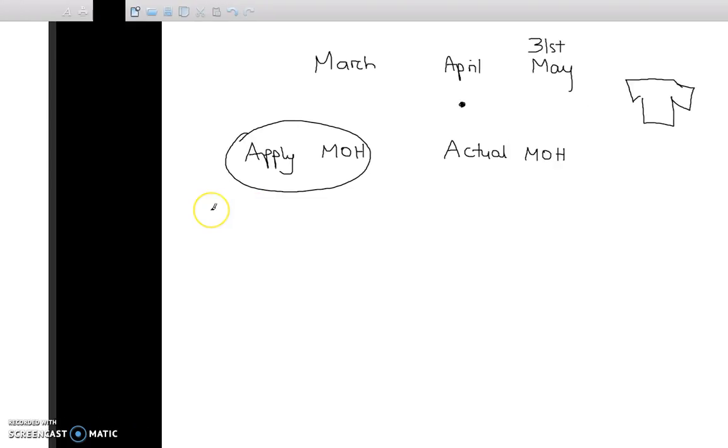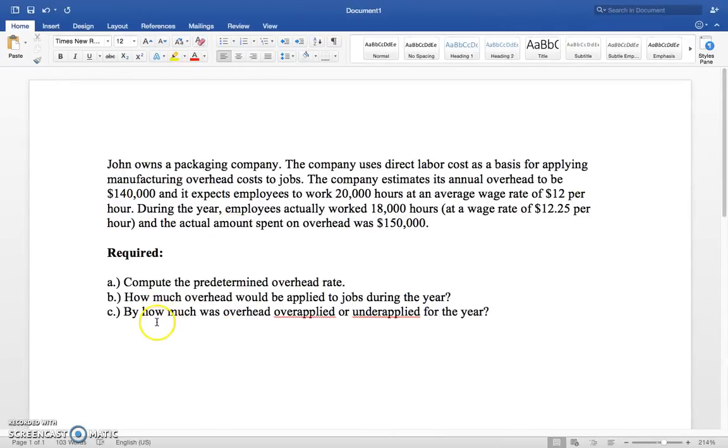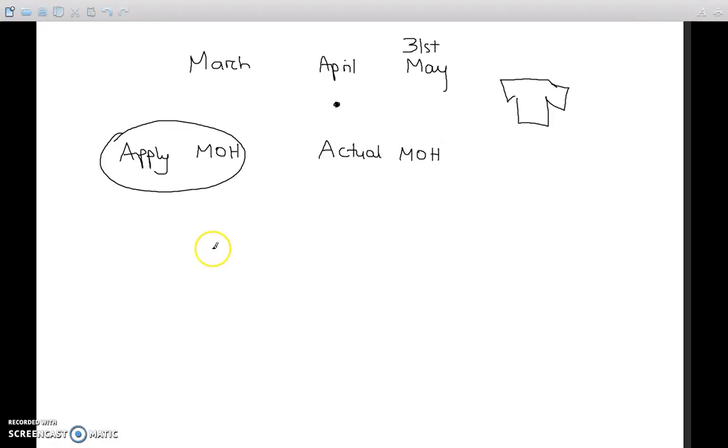All right. So in order to do that, that is part C. By how much was overhead over applied or under applied for the year? All right. So there you go. In order to do that, you draw up a T account. So this is your MOH T account. Actually, that's a terrible one. I'm going to draw it again. This is your MOH T account, right?